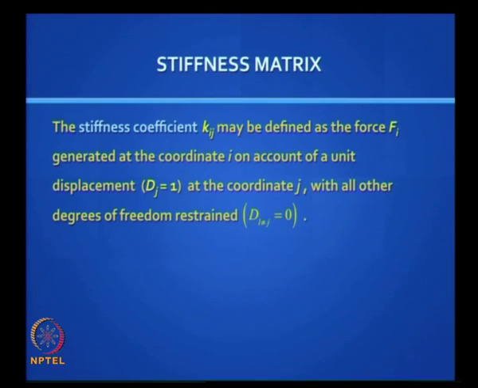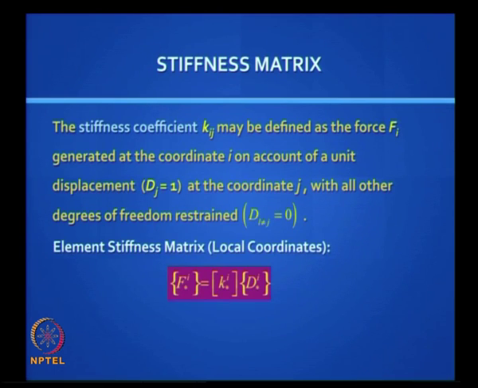Now we look at stiffness matrix. We already know the definition. Kij, it is called the stiffness coefficient, is the force Fi generated at the coordinate I on account of a unit displacement dj equal to 1 at the coordinate j with all other degrees of freedom restrained. You are very familiar with this definition.